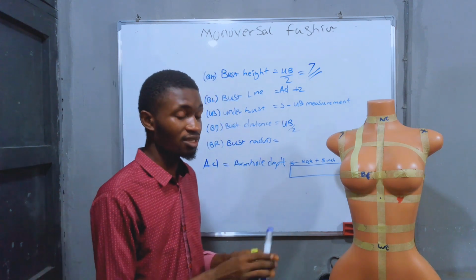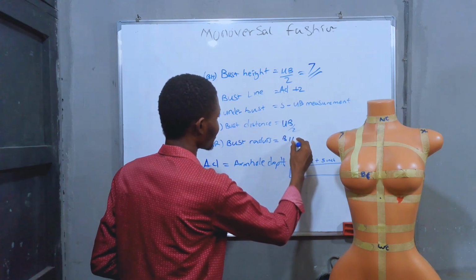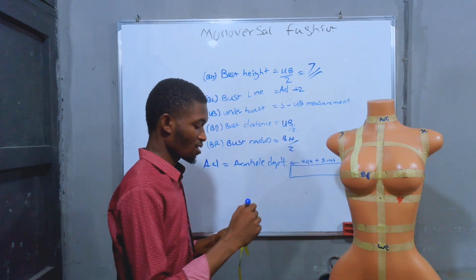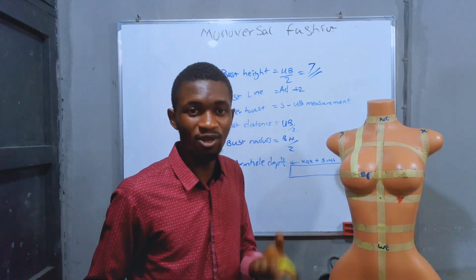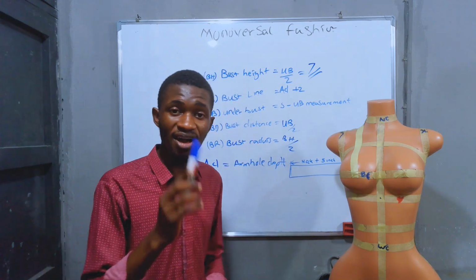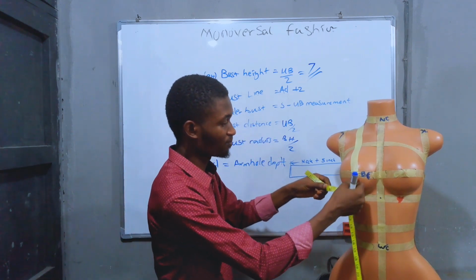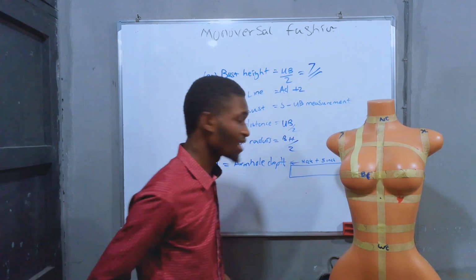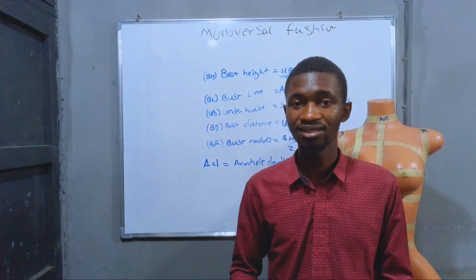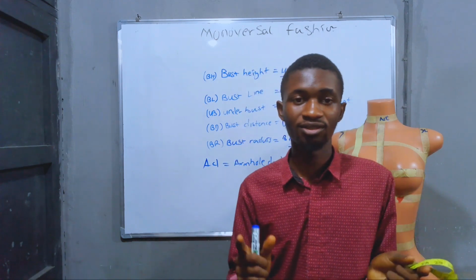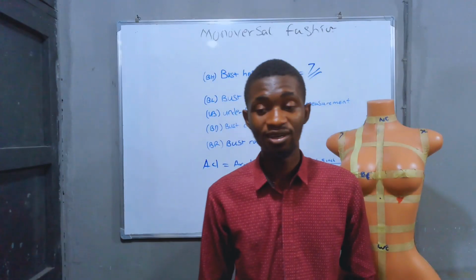Our bust radius is gotten when we divide our bust height by 2. So whatever you have as your bust height, you simply divide it by 2. That will give you what? The bust radius. Are you seeing that? So this is all about bustier corset bust calculations. It is very important that you get it accurately.